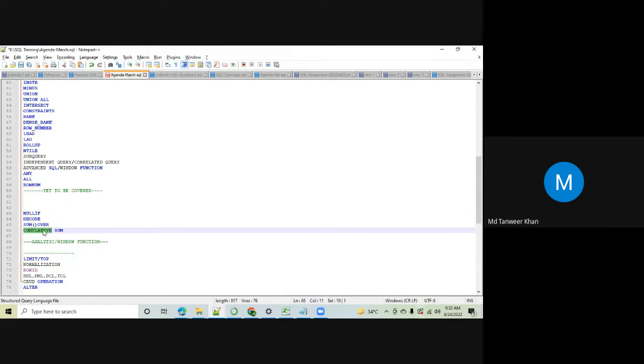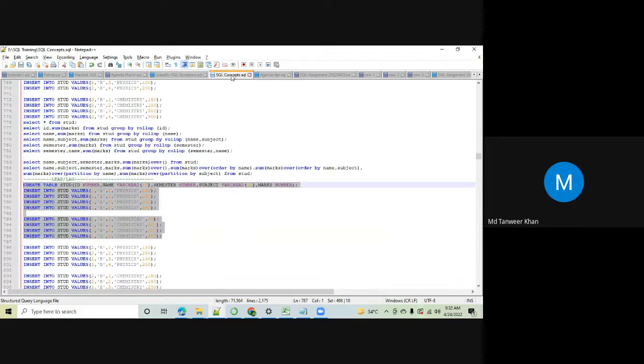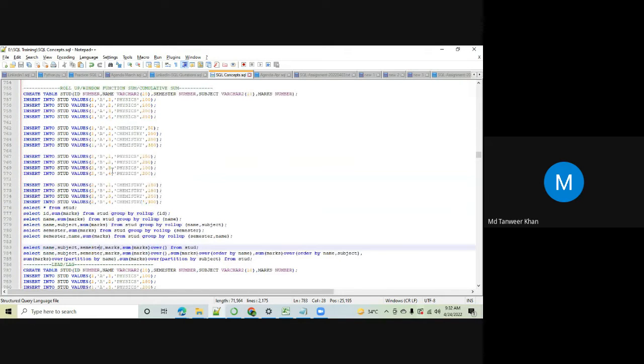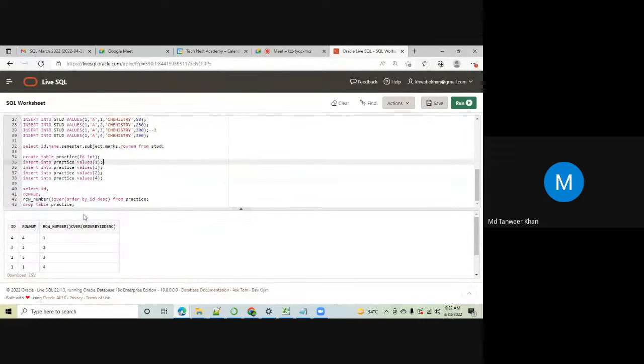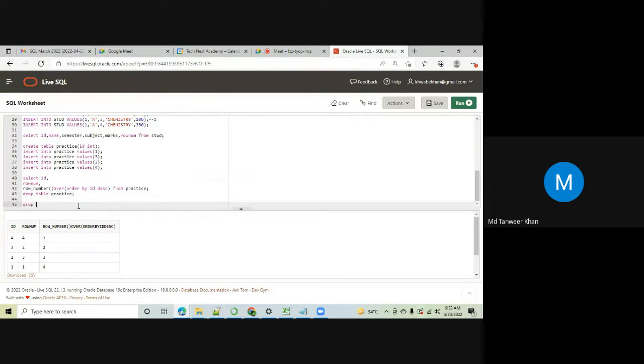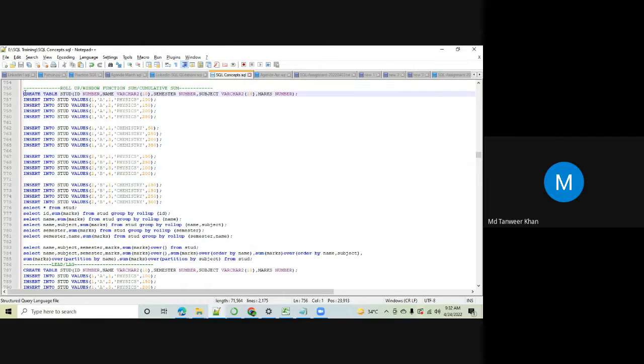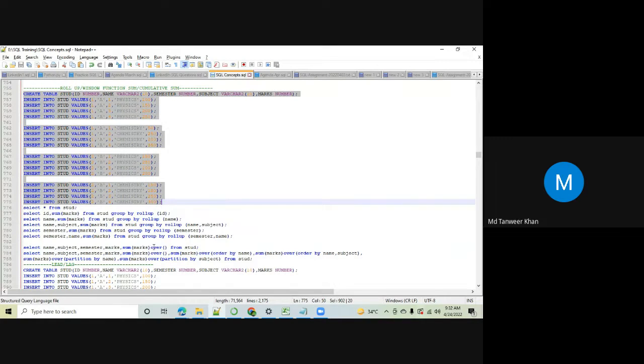Okay, then sum over and cumulative sum. Let me explain this. Sum over is present here only. I have a good example here. Perfect. This is a very good example. This is very important: cumulative sum. Understand this concept.